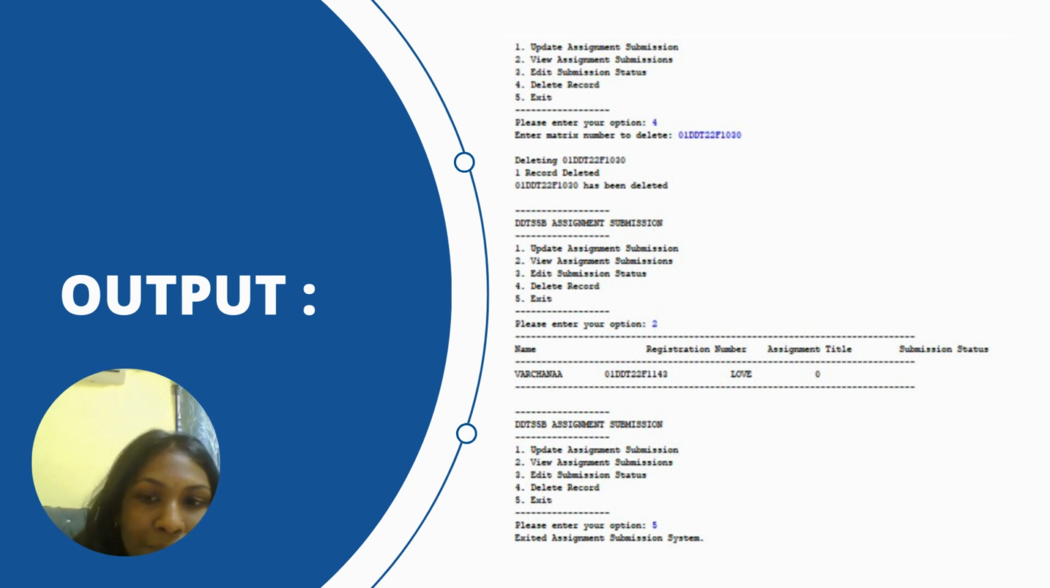If you want to view again whether the input you put just now is deleted or not, you can put number 2 to view the assignment submission. This is how it shows. Just now we had two inputs, which is Varchana and Varsha. Now, after I delete the input of Varsha, it only shows Varchana 01DDT22F1143 love and 0.